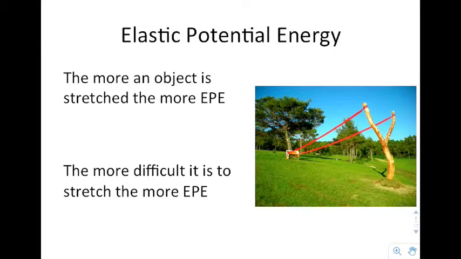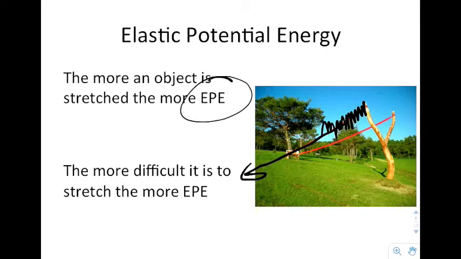Finally, we have elastic potential energy. The more an object is stretched, so the more you pull it back, the more elastic potential energy it has. And the more difficult the rubber band is to stretch, the more energy is stored in it. If you have a really thick rubber band, it takes more energy to stretch that thing out, so the more energy is stored in the band itself.